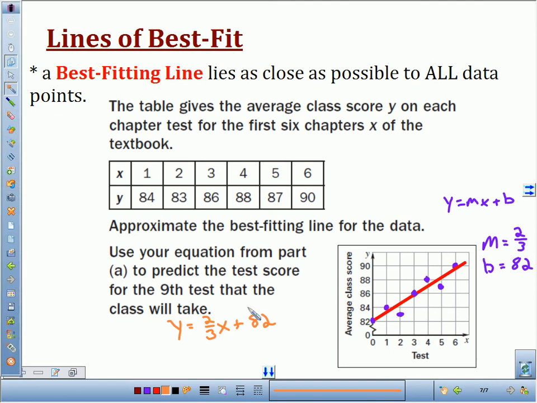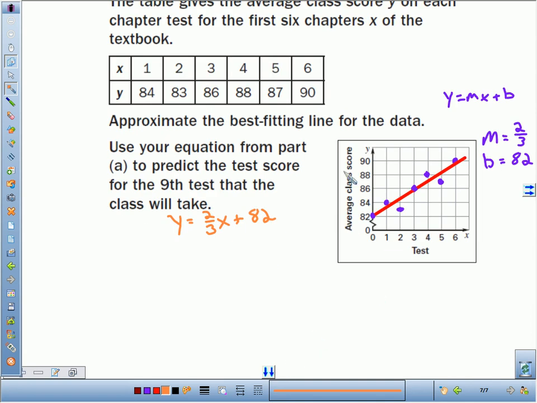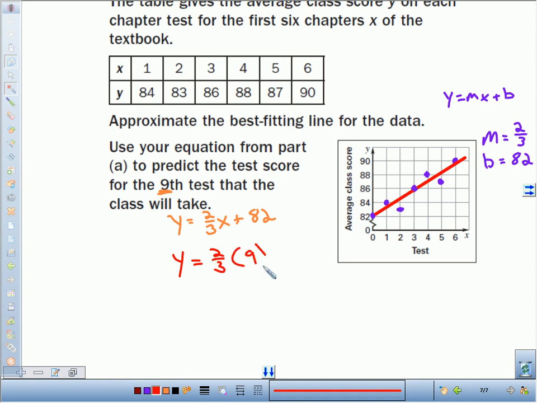Now, I'm going to move my screen down a little bit. We can use the equation of this line to make predictions. Right? For instance, it wants us to find what the score would probably be on the 9th test. That means that when x is 9, we want to know what the score will probably be. So we'll take x and we'll plug in 9. We have y = 2/3 times 9 plus 82.